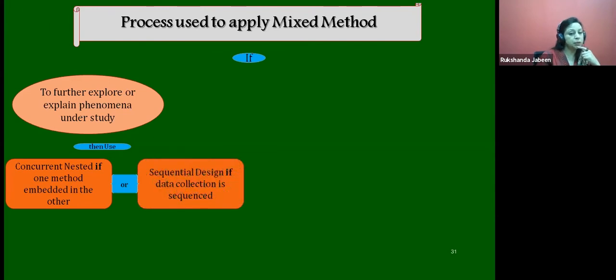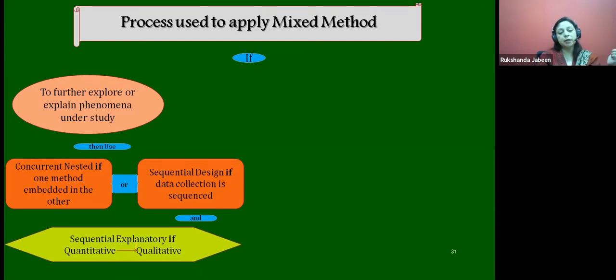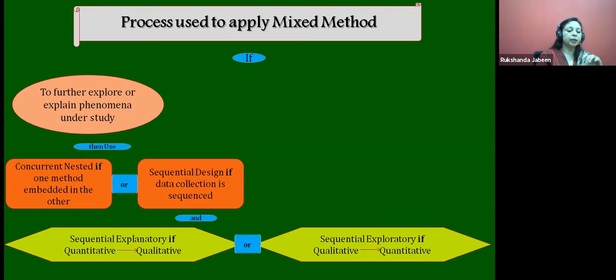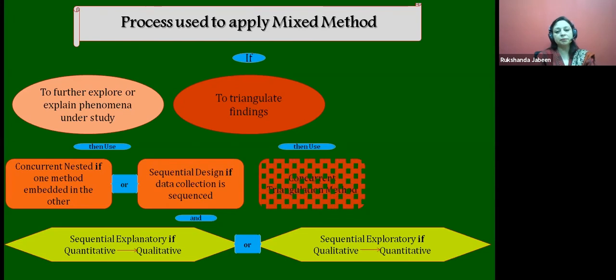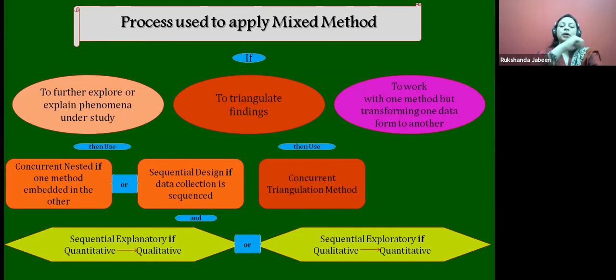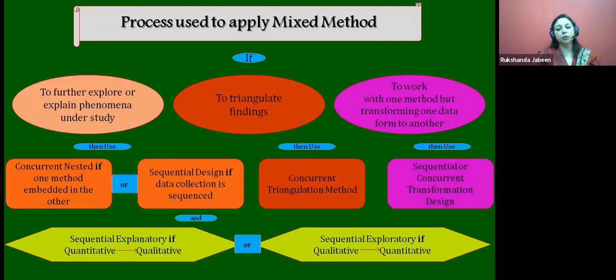Or maybe it is a sequential design, where the data collection is sequenced. Again, it depends on the objectives and the research question, whether it should be exploratory, where you collect quantitative data first and analyze it, and then go to the second phase, or vice versa. If it is to triangulate your findings, then we go for concurrent triangulation. If a researcher has to work with one vector but transform data from one form to another, then the best strategy is sequential or concurrent transformation.